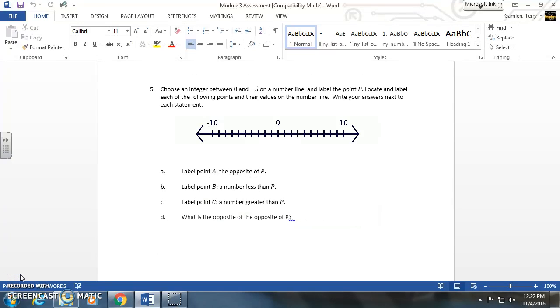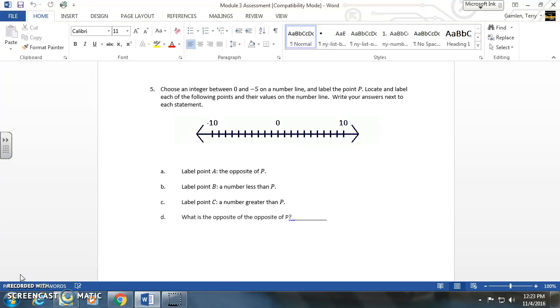Question 5. Choose an integer between 0 and negative 5 on a number line, and label the point P. Locate and label each of the following points and their values on the number line. Write your answers next to each statement. Letter A. Label point A, the opposite of P.